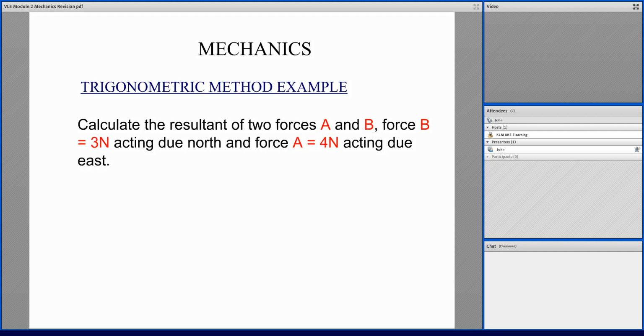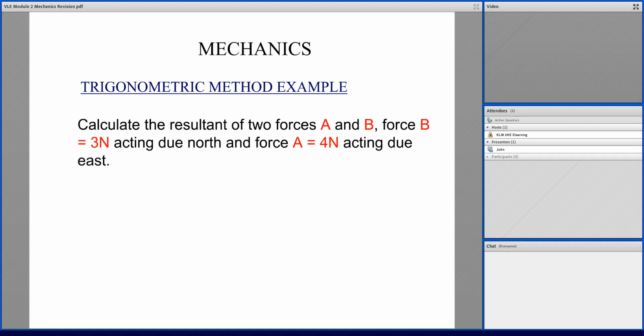There is a simple example there on the screen to just reinforce that trigonometric method of solving two vectors that are at right angles to each other. And the example states, calculate the resultant of two forces, A and B, force B being equal to 3 newtons acting due north. Remember, these are vectors, so they have direction as well as magnitude. And force A equal to 4 newtons acting due east.